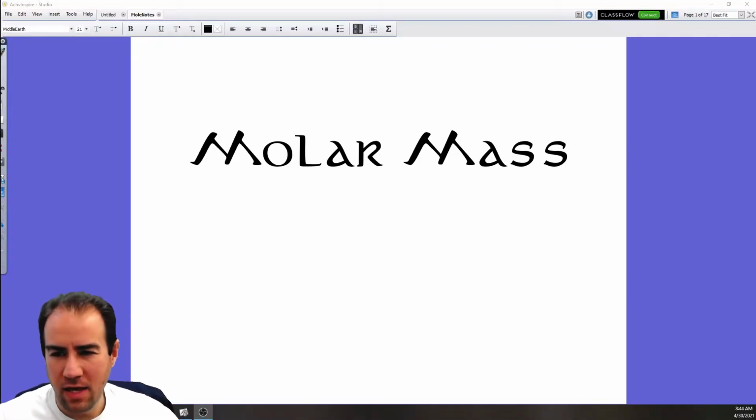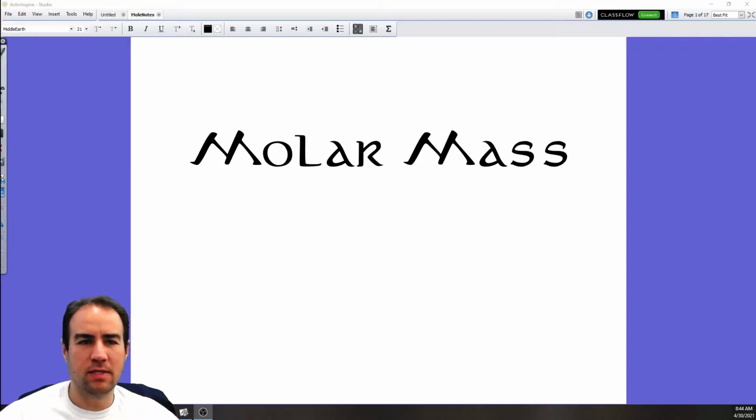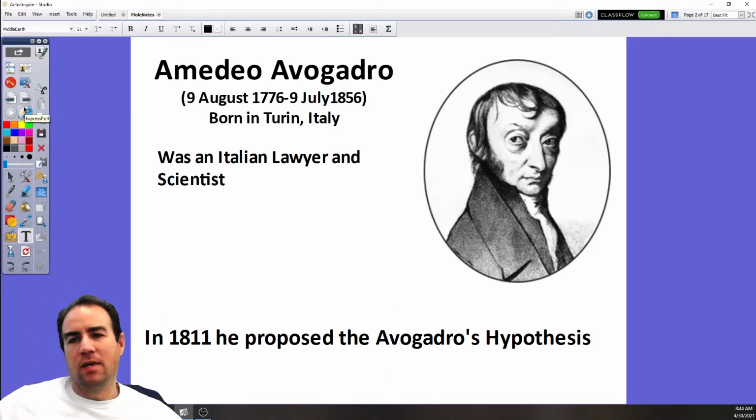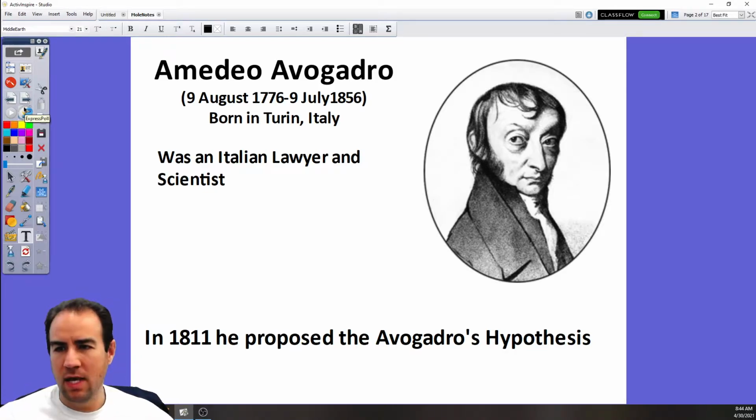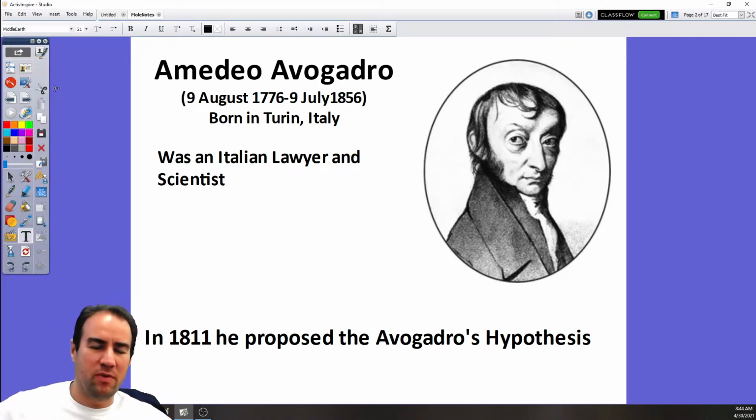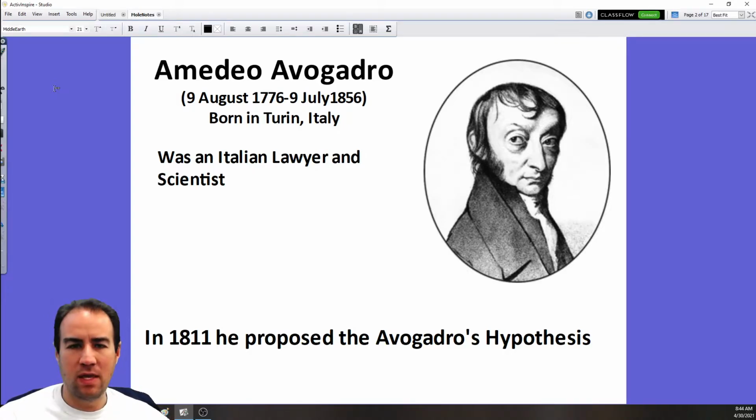How's it going, everybody? We're going to talk about molar mass. So I'll trace for you where that came from and how they calculate it. In order to do so, we need to talk about this guy, Amedeo Avogadro. He was an Italian lawyer and scientist, and he's credited with a lot of new discoveries. About the time of 1811, he proposed Avogadro's hypothesis.